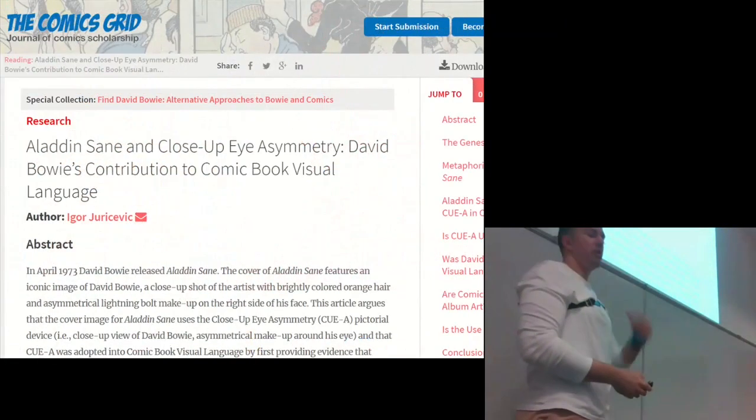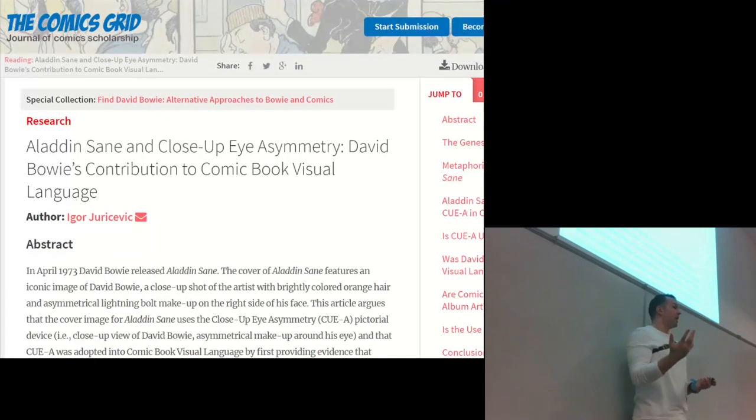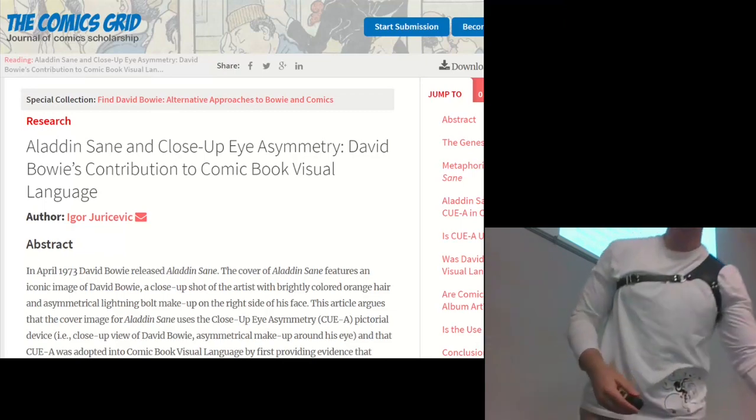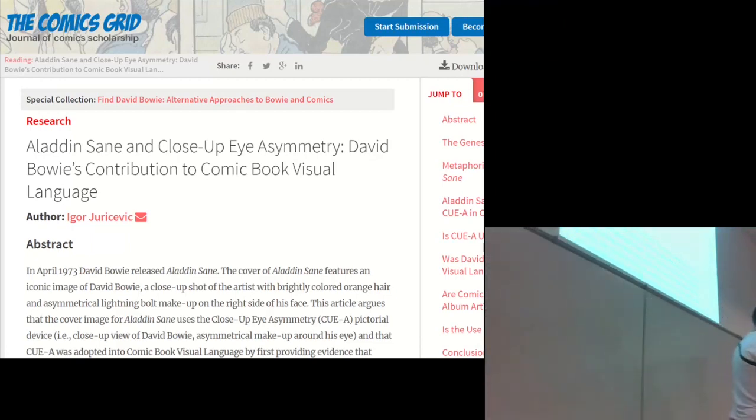So that was published. You can read about it in the Comics Grid as well. And to my knowledge, this is the first time that this has ever been done where we could trace the use of a metaphor back down to one single image. So that was pretty exciting. And plus, it's also cool David Bowie research as well. All right, so that was just a little bit about my research.